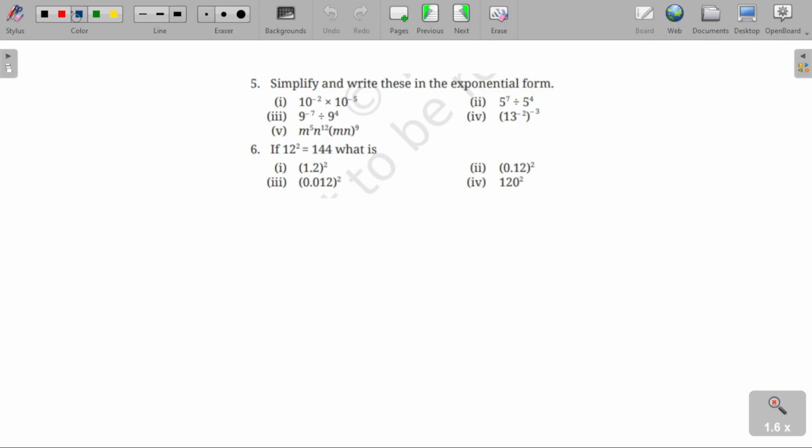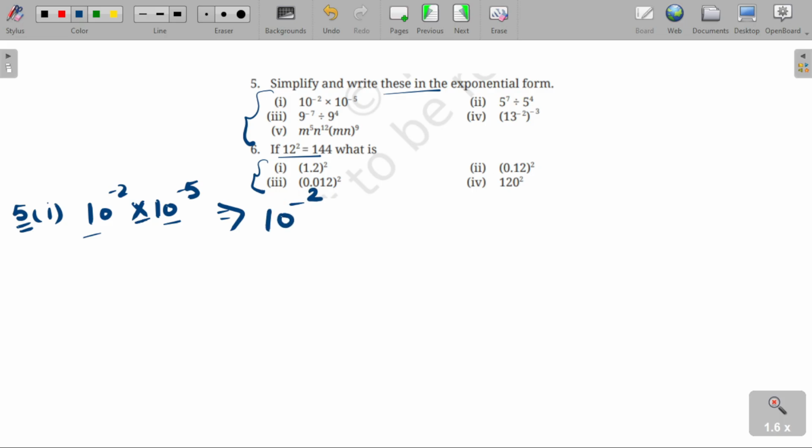Next question is simplify and write these in the exponential forms, and you have the following parts. And the sixth part, we also do this. So you are given something and you need to find the values of the given parts. Let's start with the first part, fifth question. First part. 10 raised to minus 2 into 10 raised to minus 5. Bases are same. They are in multiply. So powers will be added. Minus 2 plus minus 5. The answer will be 10 raised to minus 7.